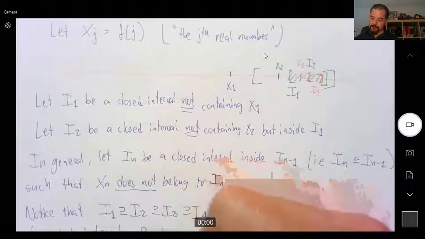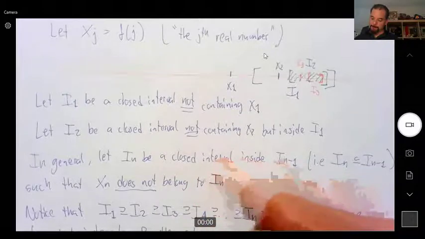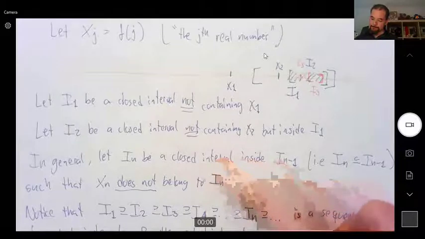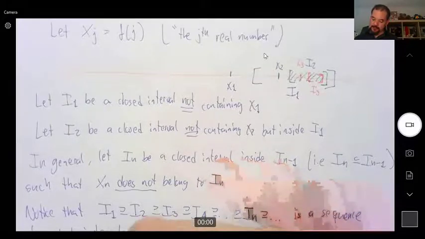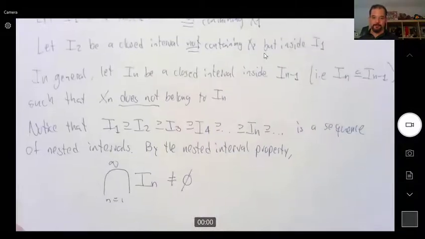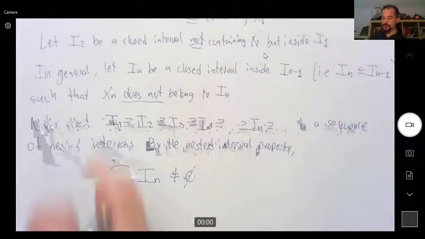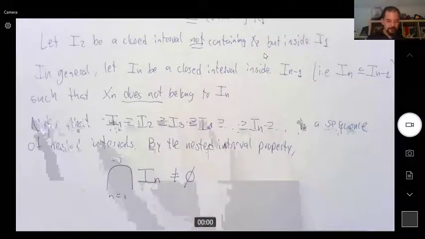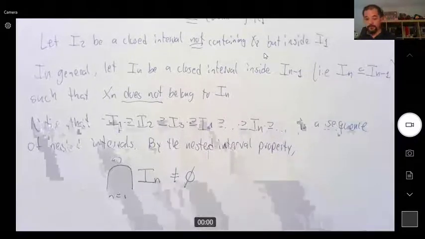So by the nested interval property, we have that their intersection, if we intersect all of them, is non-empty, right? That's what the nested interval property says. It says that the intersection of all of these is non-empty, right? So there must be some point that belongs to the intersection, right?